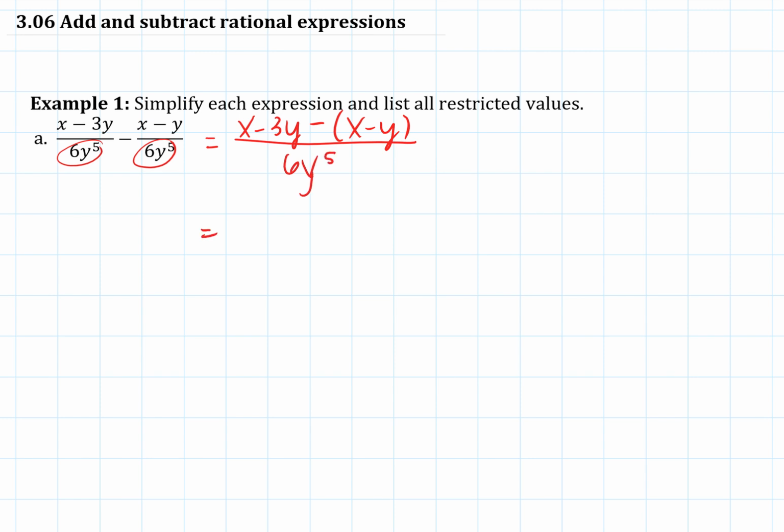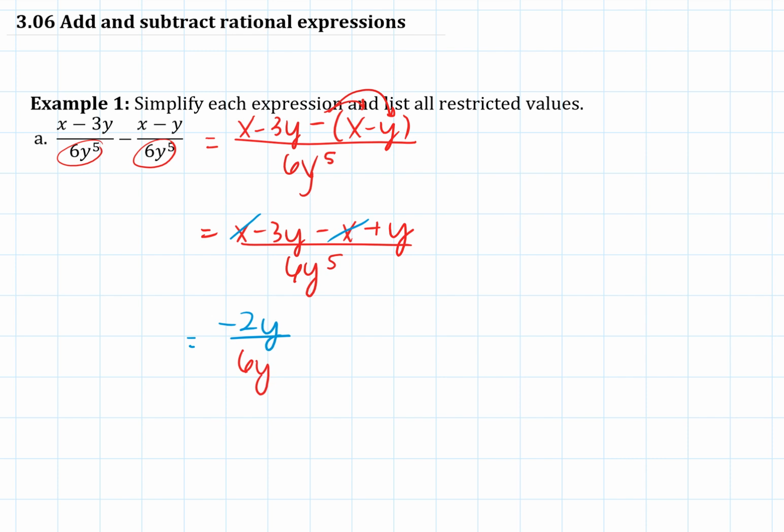Now, I put that minus in, and I used a set of parentheses because I found the most common error students make is they'll forget to distribute the negative sign to all the terms in the numerator of the second fraction. So I like to take an extra step so I just don't forget. Okay, well now if I have like terms, I've got x minus x, well that just cancels out. And I've got negative 3y plus y, so that's negative 2y over.